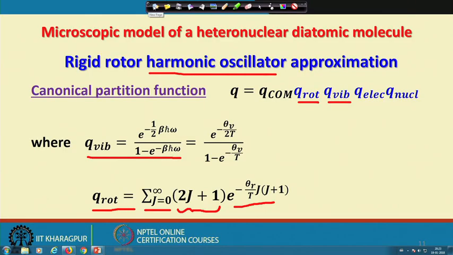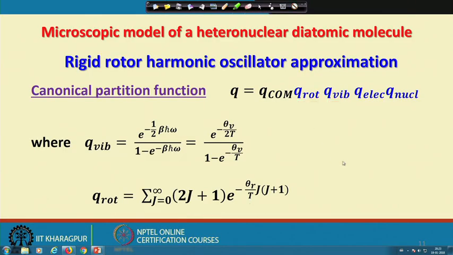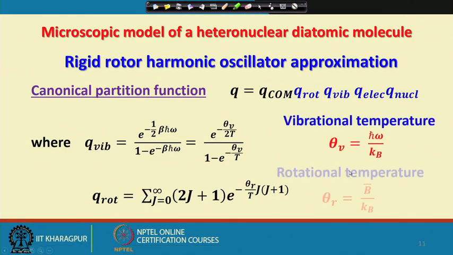And therefore, what we have achieved over here is the computation of this small q vibration and small q rotation in terms of these characteristic properties, vibrational temperature and rotational temperature of the kind of bond that we are talking about, at a given temperature T.